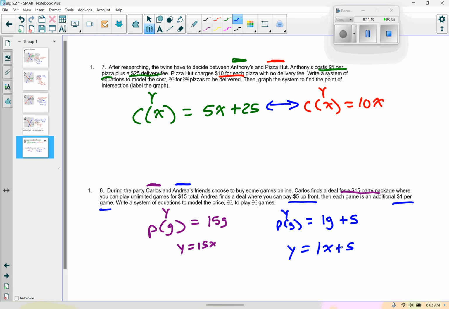And then you're trying to verify which deal Carlos and Andrea should get, and for the other one, which pizza is better, Anthony's or Pizza Hut.